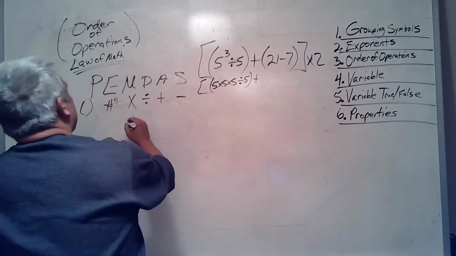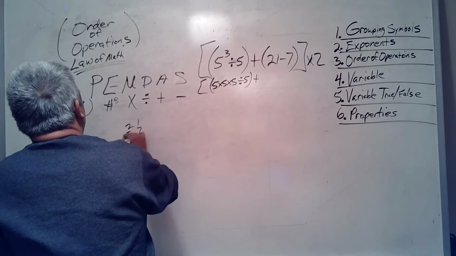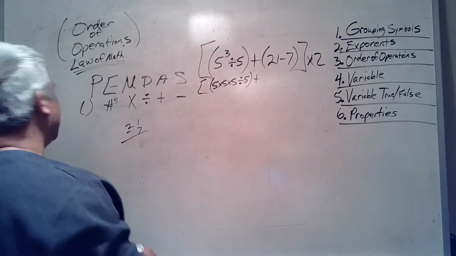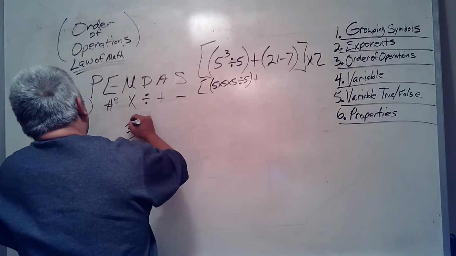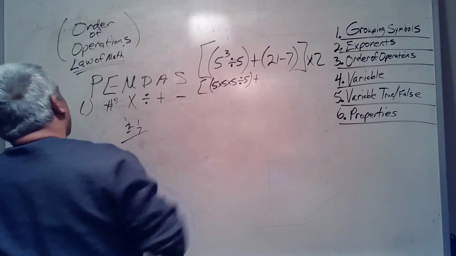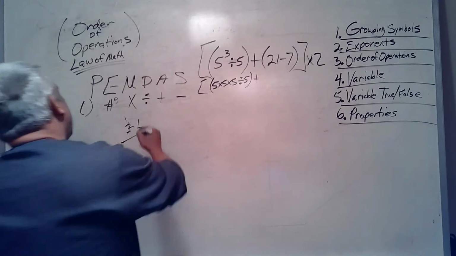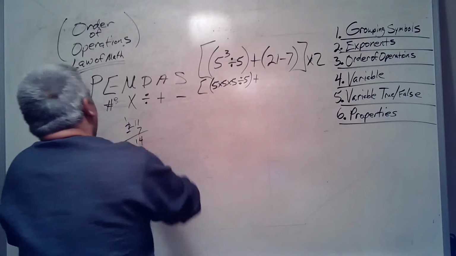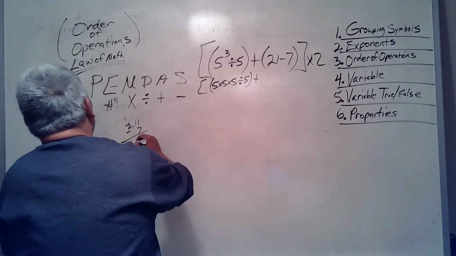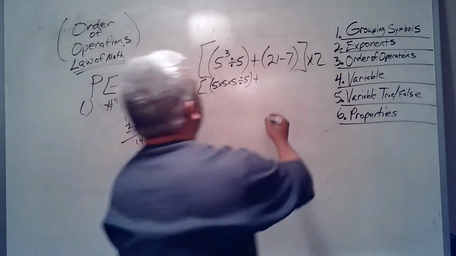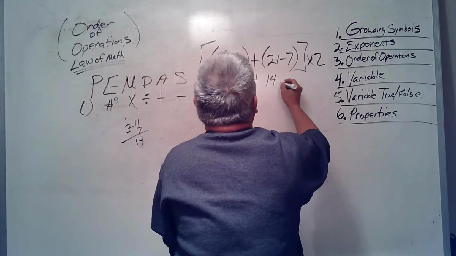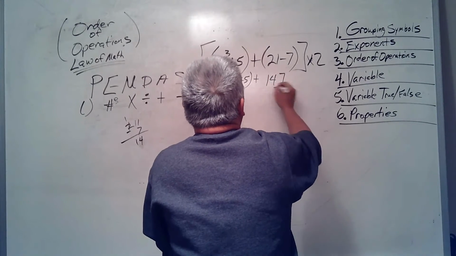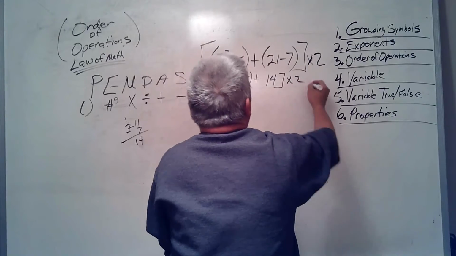21 minus 7. Can I take 7 away from 1? Sure can't. Got to go to the neighbor. Knock, knock. Okay, I'm going to change that 2 to a 1. My 1 now becomes an 11. 11 minus 7 is 4. Hey, don't forget your friend. Your friend's up there, so we get a plus 14. Close your bracket, times 2.